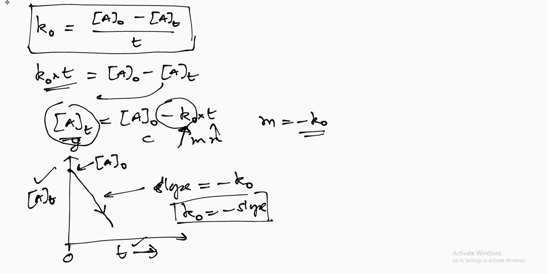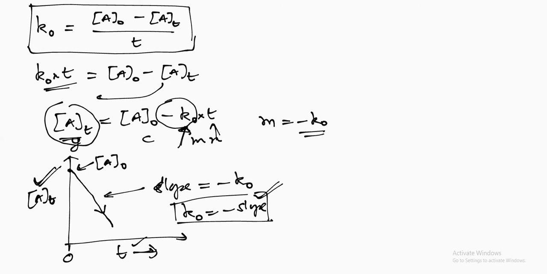Any doubt? Good. The point you have to remember here is, for a zero order reaction, if you plot concentration on the y-axis and time on the x-axis, you will get a straight line with a negative slope, and slope is equal to minus k naught. So if you know the slope of the straight line, you can find the value of k naught, right?